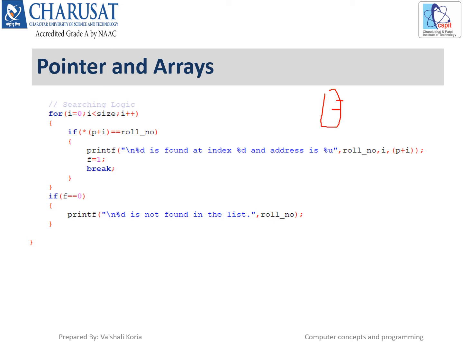We have taken the input values, and we have printed the list as it is. But now we have to write the searching logic, that is, how we actually perform the searching operation, whether a particular roll number is in the list or not.